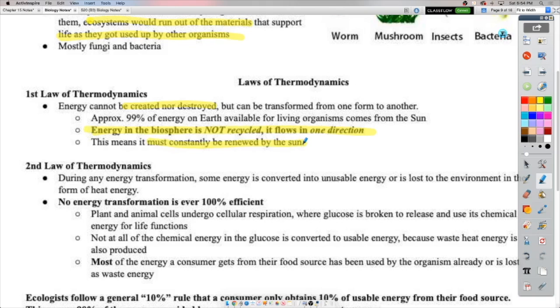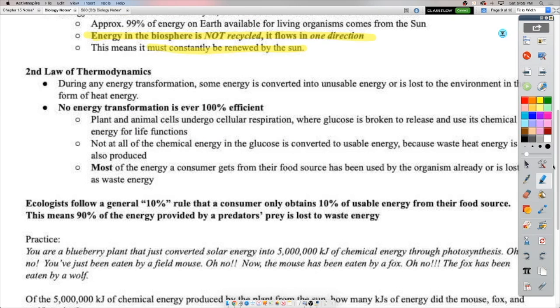If the sun ever goes away, right? Besides us all freezing to death, yes, but even if we were somehow to survive that, we would run out of energy. The plants would not be able to do photosynthesis anymore, meaning there would be no way to get glucose for chemical energy for us to use. Now, the second law of thermodynamics talks about how some energy is converted into unusable energy or is lost as heat. In other words, no energy transformation is ever 100% efficient.